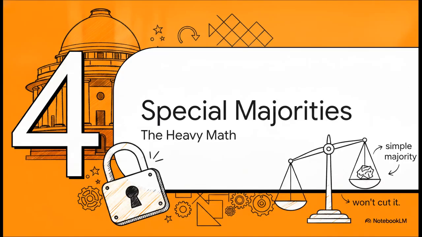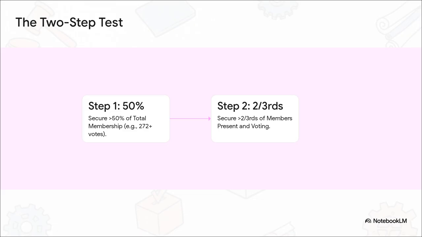And that brings us to Section 4, Special Majorities under Article 368, the heavy math. This is where things escalate big time. If you want to mess with something like fundamental rights, a simple majority is absolutely not going to cut it. You have to pass a brutal two-step mathematical test. Step 1. You need the absolute approval of more than 50% of the total membership of the House. In the Lok Sabha, that means hitting at least 272 yes votes, period.